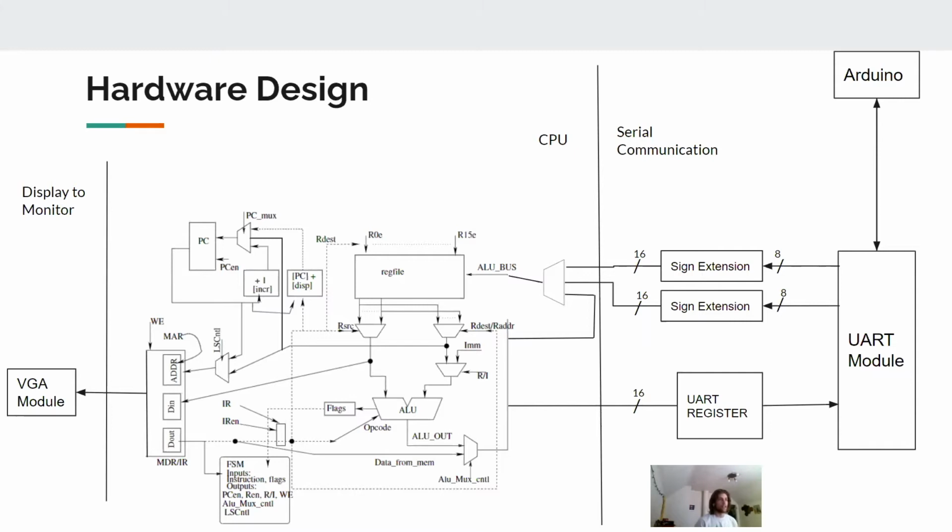Furthermore, we had to design a hardware serial communication from the Arduino to the CPU. We used a UART module. There were some quirks about this, like the incoming data was only 8 bits, so we had to sign extend it to 16 bits before putting it into the reg file. Each of the two incoming coordinates, the X coordinate and the Y coordinate, are mapped to specific registers, R14 and R15. So every time they come in, they go into those specific registers.